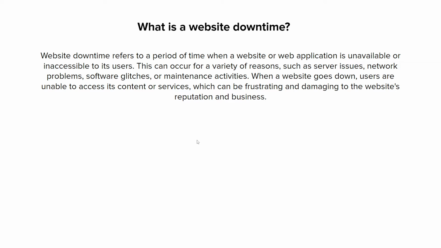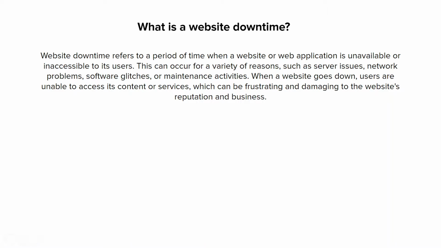Website downtime refers to a period of time when a website or web application is unavailable or not accessible to its users. There are a lot of reasons why this can happen, like server issues, network problems, software glitches, or even maintenance activities. When a website goes down, users are unable to access its content or services normally, which can be really frustrating and damaging to the website's reputation and business.